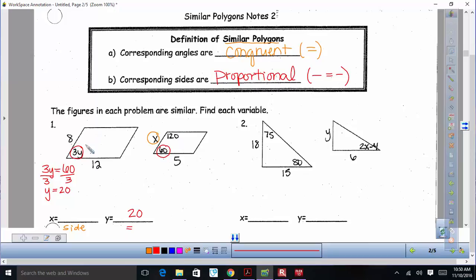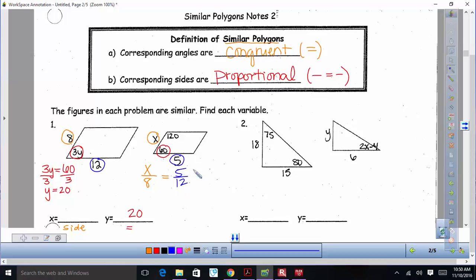Okay, it doesn't correspond to 3y. It's not in the same spot. Very good. Okay, what side corresponds with x? 8. So I can do x over 8 equals, and then what side corresponds with 5? 12. So 5 over 12.